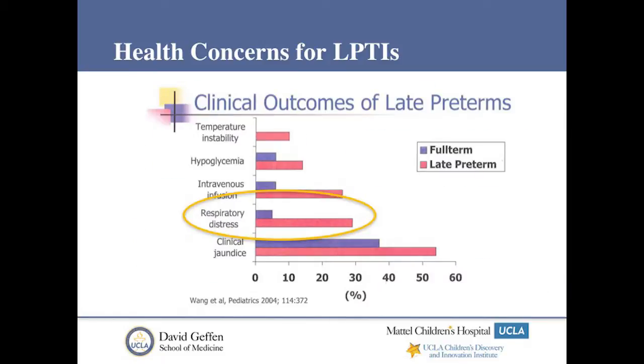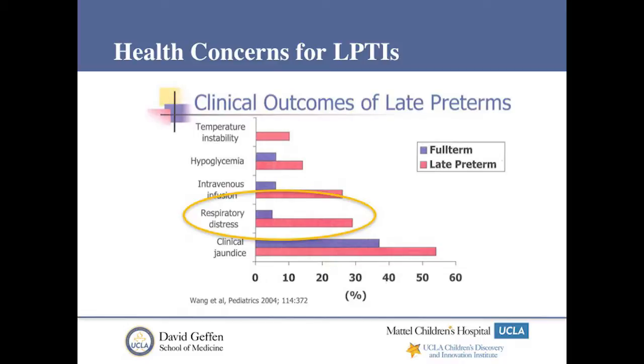So this paper was published by a group down in San Diego, and it's probably the paper that really helped us, not that it was the first, but a paper that really kind of put it together for us, the different complications that we should consider and think about with our late preterm infants. One of the common things that we first consider is their respiratory distress.